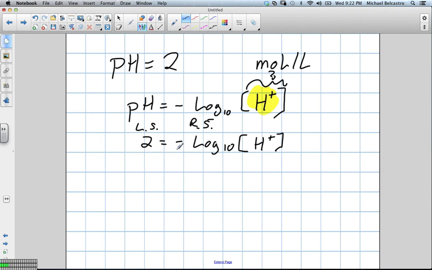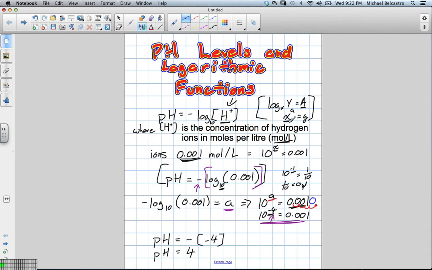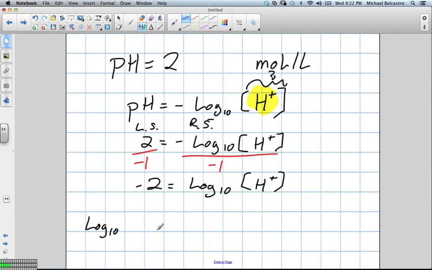When you move that over? Yeah, so if I divide both sides by negative 1, it'll become negative. So we get negative 2 is equal to log base 10 of H plus. Well, we know in terms of logs, what that really means is we have log 10, and we'll call this value, in this case, what do we normally call it? That was our y value. So we'll say log 10 of y is equal to negative 2.